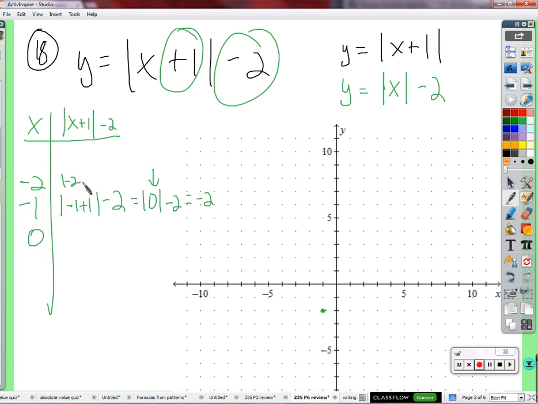Negative 2 in for x now, plus 1, minus 2. Negative 2 plus 1 is going to be a negative 1 inside there. Absolute value of negative 1, minus 2. Absolute value of negative 1 is 1. 1 minus 2 is negative 1. So negative 2, negative 1. And 0 now. 0 plus 1 inside the absolute value, minus 2. Absolute value of 1, minus 2. Absolute value of 1 is 1, minus 2 is also negative 1. So 0, negative 1.